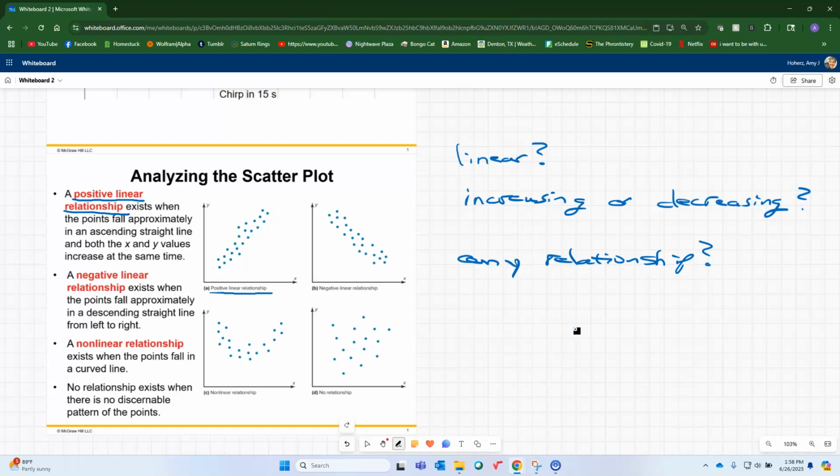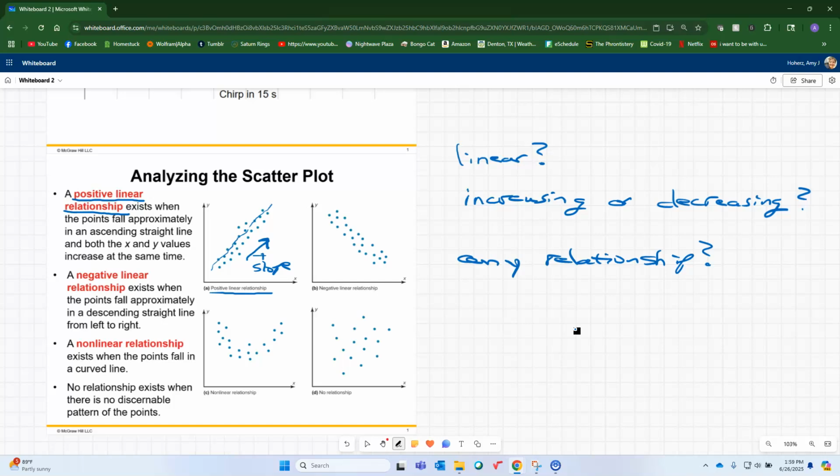Let me try to get this where I actually want it to be. So I'm trying to go through the middle of the points. That's a little high, but it's kind of in a line and it's going upward. So it's increasing: as the x gets bigger, the y gets bigger. And so we call that a positive because it's increasing. It has an upward slope. So it has a positive slope. And so we say it's a positive and it's linear because it's kind of in a line.